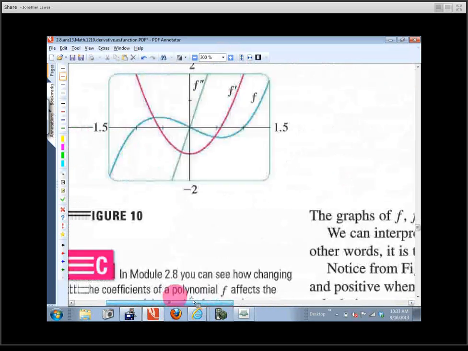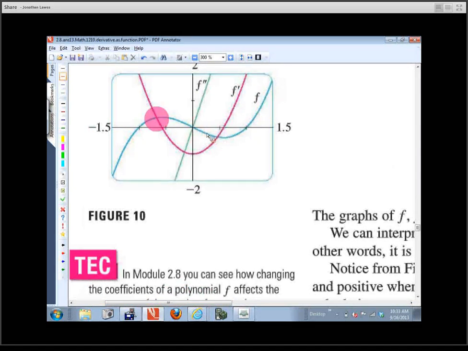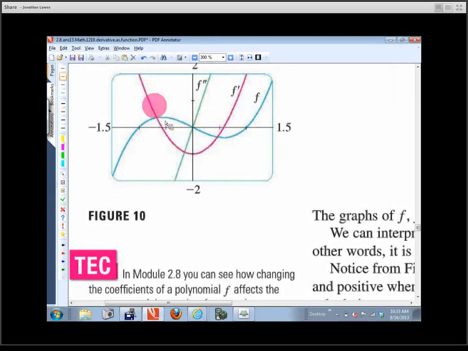It says the blue one is the function. This pink one is the derivative, the first derivative. And here is the second derivative right here. You kind of have to look at these one at a time. So let's do the same thing we did before. We're going to take a look at the blue one right here.